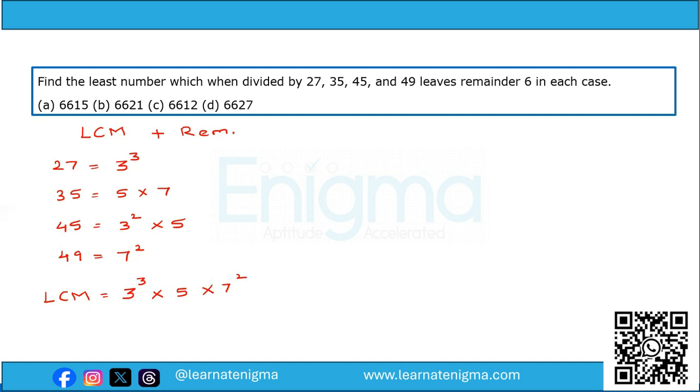So if we solve this, we will get the answer as LCM is 6615. Now by using this formula, LCM plus remainder. So LCM is 6615. The remainder is 6. So plus 6, we get the answer as 6621. Answer will be option B.